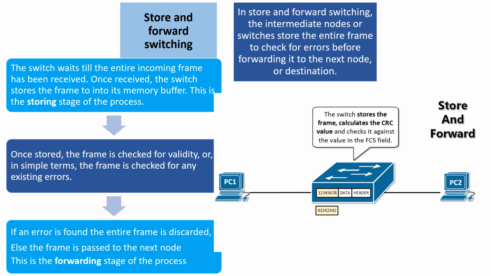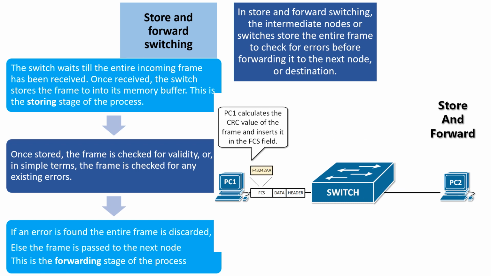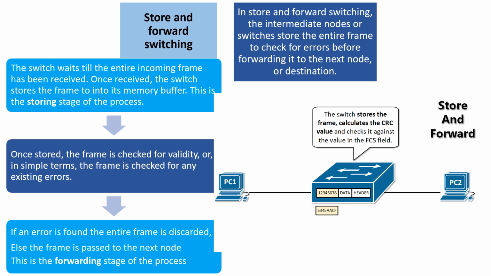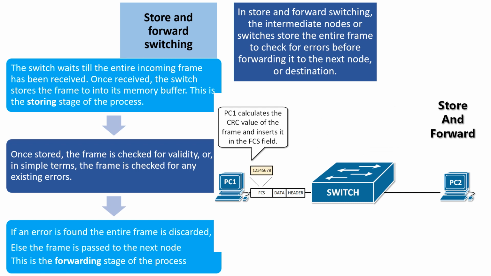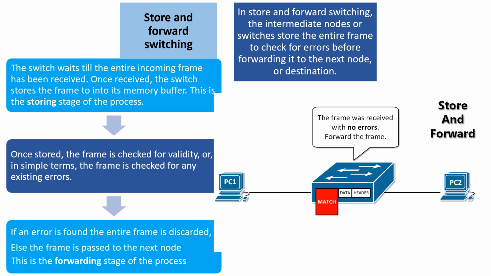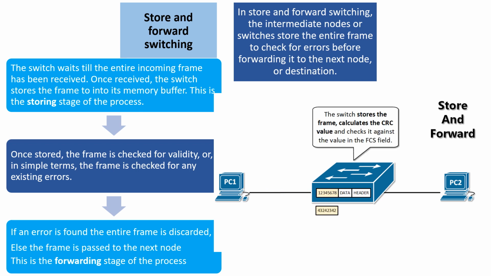So this is the forwarding stage of the process. This can be better understood by this particular animation. And here the node PC1 is sending the data, where the PC1 calculates the CRC value of the frame and inserts it in the FCS field, and the switch stores the frame and calculates the CRC value, and it again checks with the FCS field, and if it matches, then it would be considered that there are no errors and the packets are forwarded. And in this case it is matching, so we can say the frame was received with no errors, and hence the packet is forwarded. And so this is about the store and forward mode of switching.